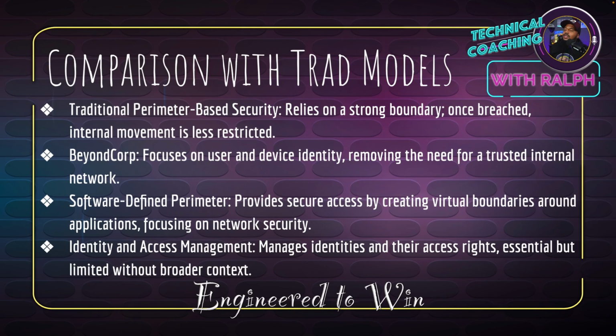So let's compare ZTA, Zero Trust architecture, with some traditional models, right? So the traditional perimeter-based security relies on a strong boundary. Once breached, internal movement is less restricted. We spoke about that. BeyondCorp, we spoke about this earlier as well, developed by Google, focuses on user and device identity, removing the need for a trusted internal network. Software-defined perimeter provides secure access by creating virtual boundaries around applications, focusing on network security. And then we have identity and access management. It manages identities and their access rights, essential but limited without a broader context. So you just need to have more information.